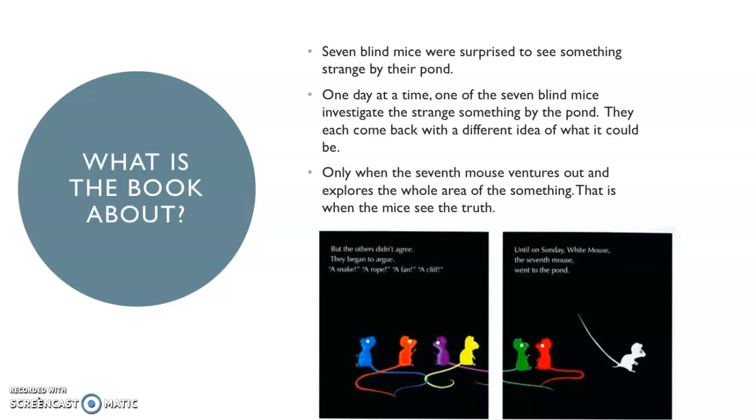Finally, the 7th mouse that goes doesn't just observe one part. She ran up one side, down the other, around from end to end. She observes the object as a whole. That is when the mice see the truth. Then they all follow after this mouse and observe as a whole. In doing that, they discover this large object to be an elephant.